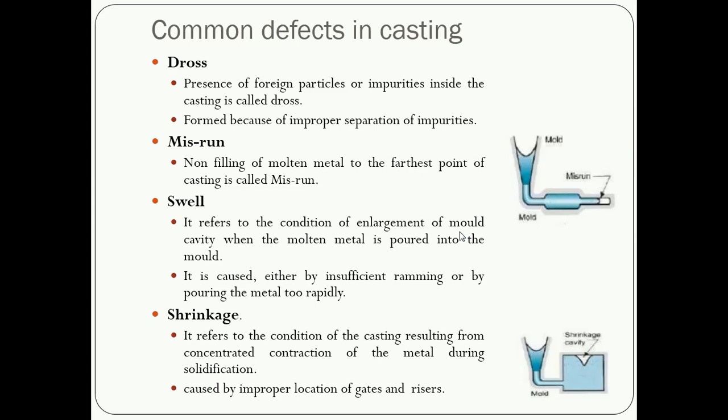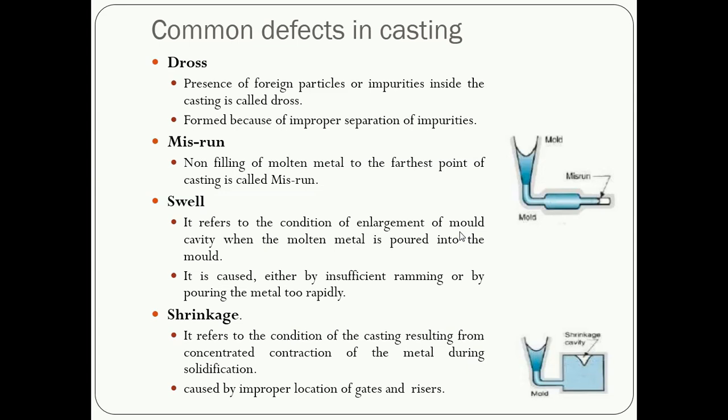Now suppose as per practice we have to ram the molding sand 3 times, and if that molder has been lazy and has rammed that molding sand only 1 or 2 times, then that ramming is not proper ramming, means cohesive bond has not been formed between the sand particles of that mold cavity. At that time a high pressure, high temperature zone is created inside the mold cavity, and if that ramming is not proper, slightly the mold cavity enlarges, and that defect is called swelling.